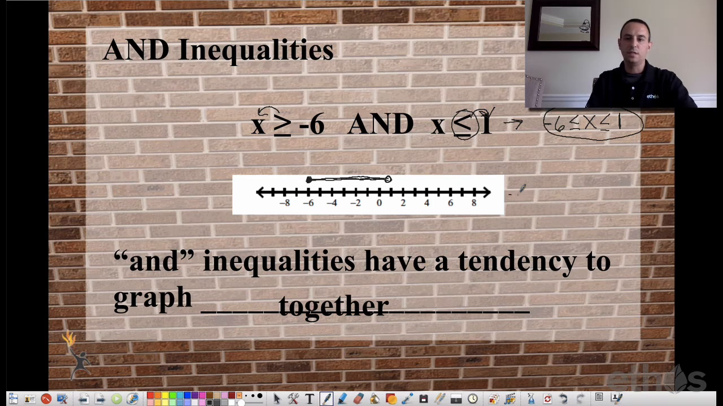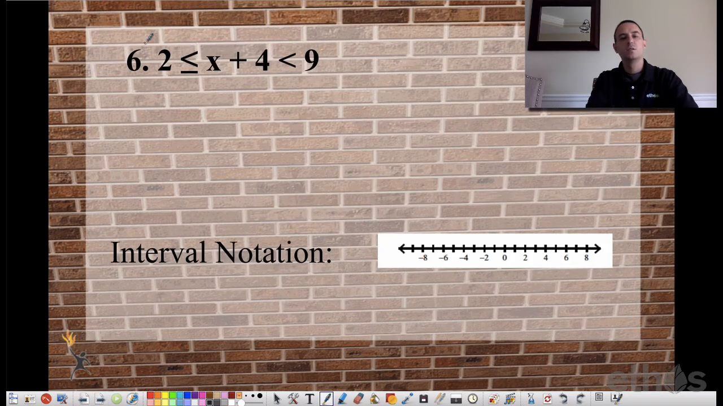And the interval notation for this would have been just -6 to 1, and that would be how you write it. This one's a lot easier interval notation. There's no infinities. So let's take a look at this one.